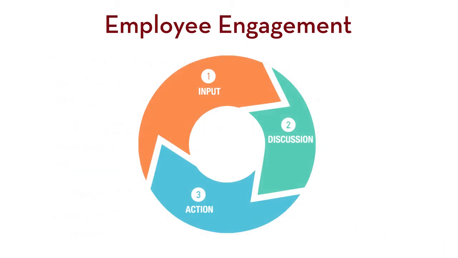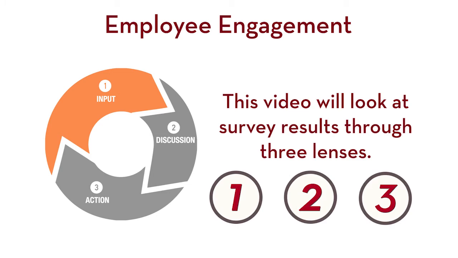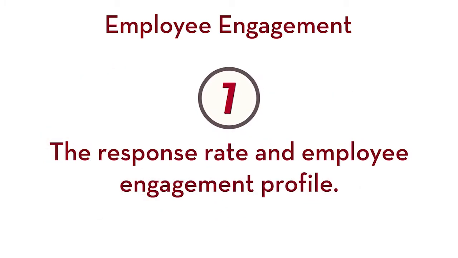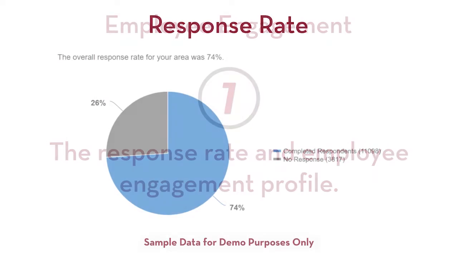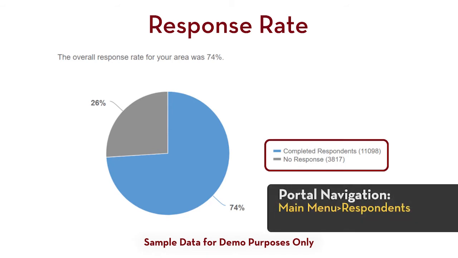To lead effective discussions and select the areas for action that will help you achieve your strategic priorities, it's important to understand your employee engagement data. In this video, we will look at the survey data results through 3 lenses. First, the response rate and the overall employee engagement profile. Make note of how many of your employees provided feedback. This can be found in the portal under Respondents.